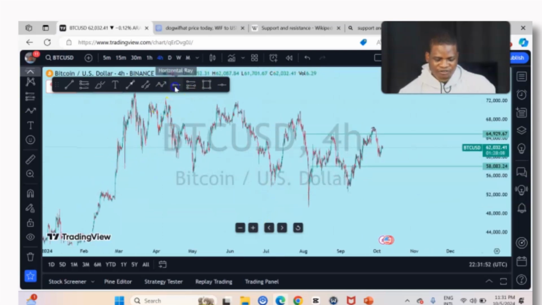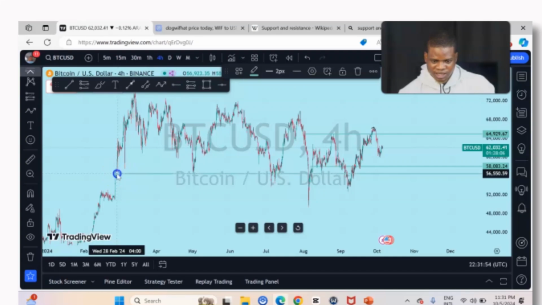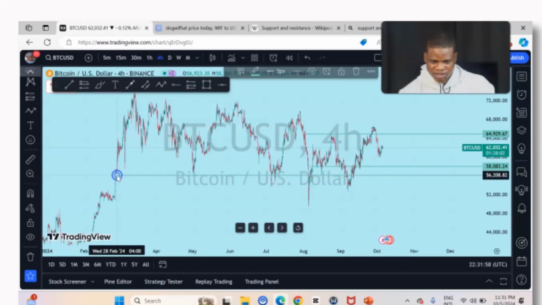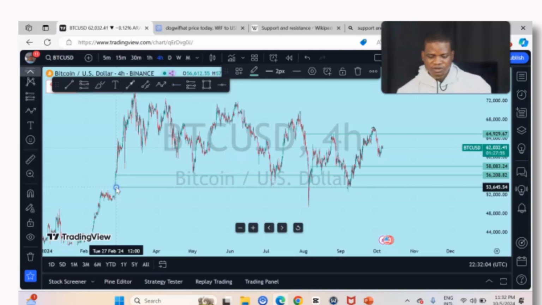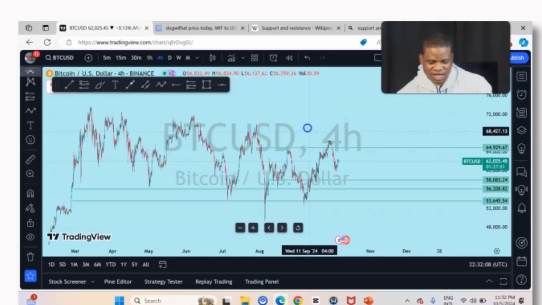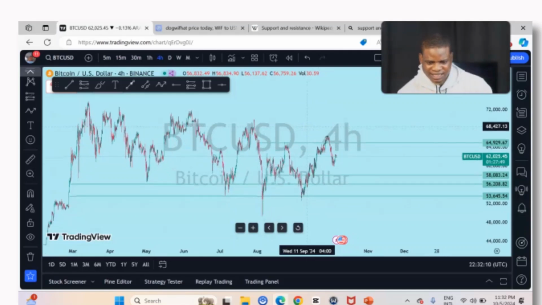So you can actually have multiple areas of support and resistance on your chart. This place is an area of support and resistance. This place is also an area of support and resistance, but you only trade from the most recent area. So now, if you look at this chart, if you draw support and resistance, it's going to give you clarity when you're analyzing the market.